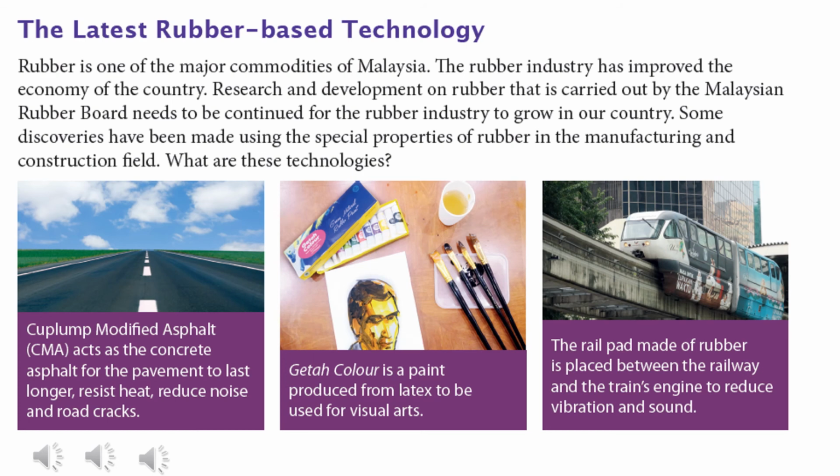The latest rubber-based technology. Rubber is one of the major commodities of Malaysia. The rubber industry has improved the economy of the country. Research and development on rubber is carried out by the Malaysian Rubber Board. This research and development needs to be continued so that the rubber industry continues to grow in our country.